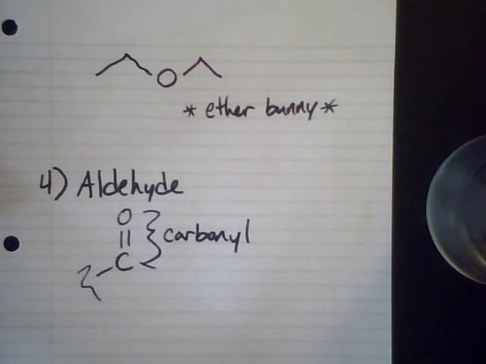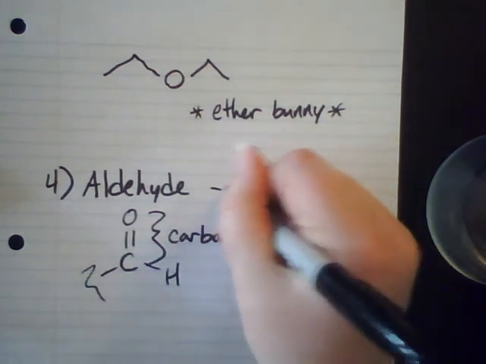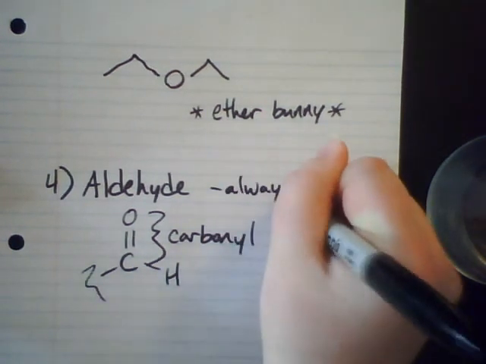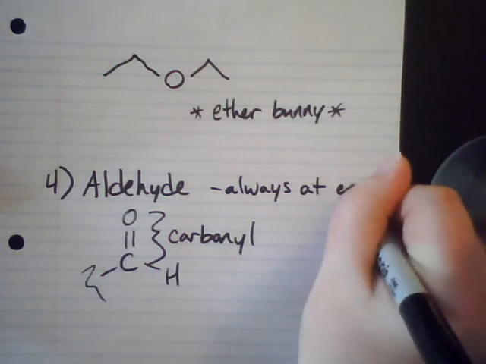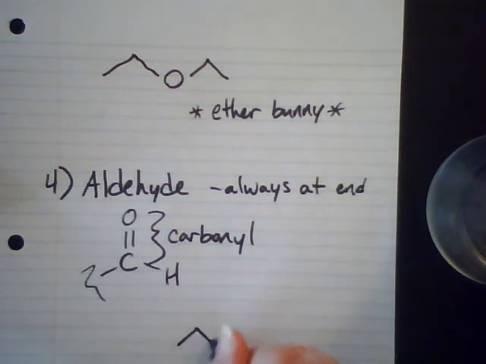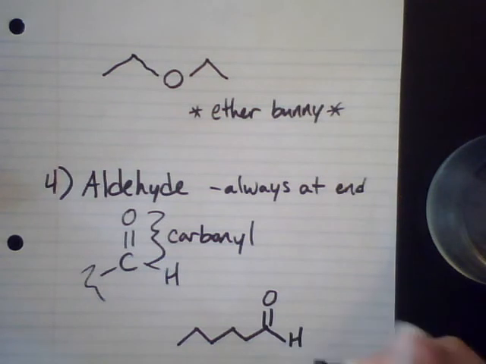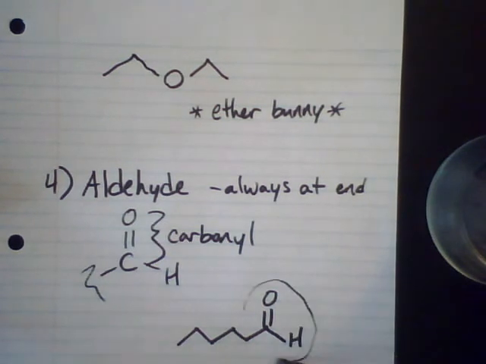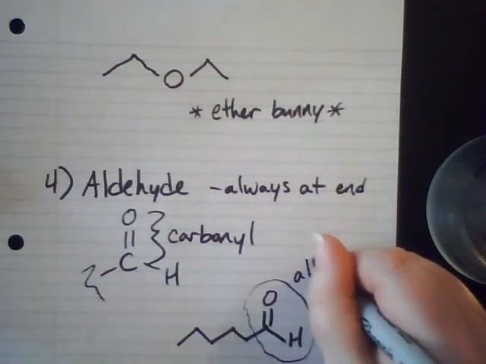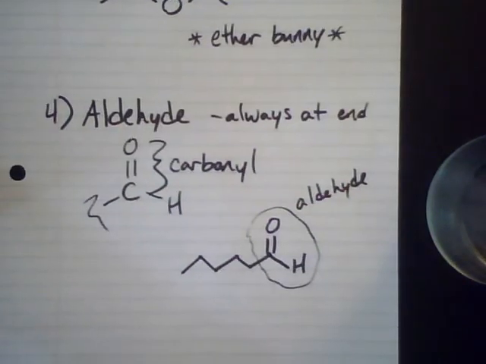And an aldehyde is going to just have a hydrogen here. So an aldehyde is always at the end of a molecule. So it's always going to be that last hydrogen there. So you might have a structure that looks like this. Here's my double bonded oxygen, here's my hydrogen. And this would be an aldehyde group right here. Again, we'll do some practice with these types of molecules.